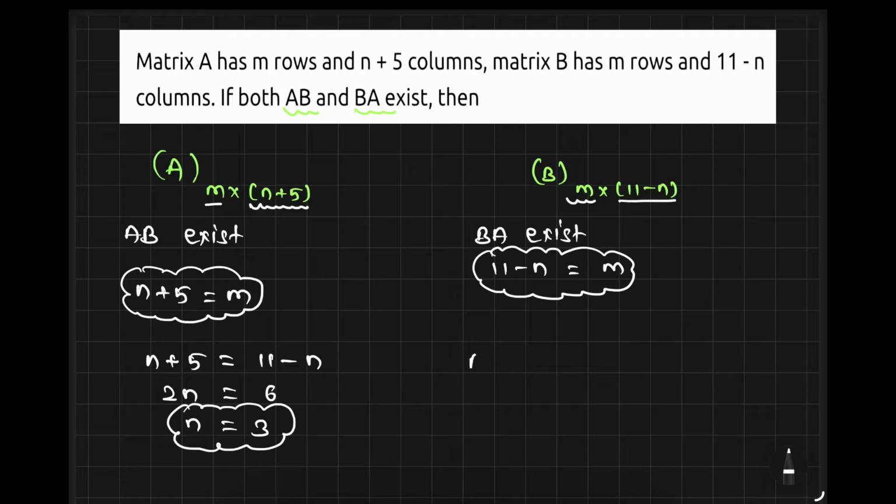So if n is 3, A will become what? Matrix, n is 3. So m will become 8. m will become 8. So can I write matrix A is 8 cross 3 matrix? No, no. n is 3, so 8 cross 8 matrix. Similarly, B is what? 8 cross 8 matrix. So both matrices are square.